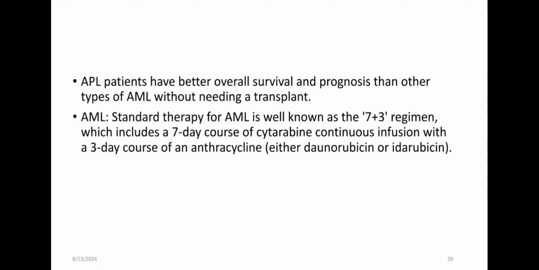APL patients have a better overall survival and prognosis than other types of AML without needing a transplant. For AML, the standard therapy is what we call the 7+3 regimen. This includes a 7-day course of cytarabine continuous infusion with a 3-day course of an anthracycline, which can include either daunorubicin or idarubicin. With the advent of cytogenetics and NGS testing, patients are now being risk stratified based on molecular markers that have prognostic and therapeutic implications. For the treatment guidelines, we use the European LeukemiaNet.